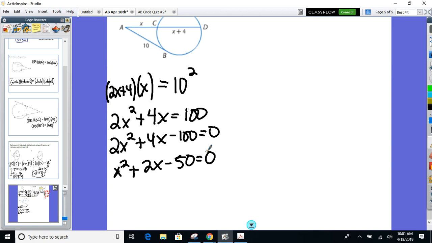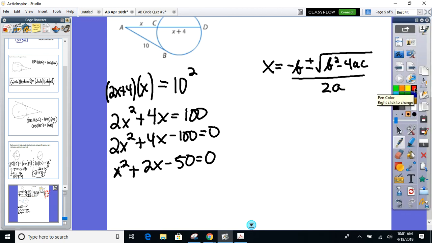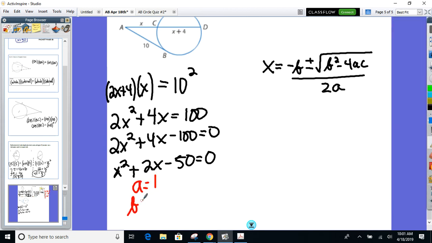And I realize we haven't done this in a couple units, but what's our other option? Especially you guys that don't like to factor, period. Quadratic formula. Here we go. X equals negative b plus or minus square root b squared minus 4ac all over 2a. Before we do anything, what's your a value up here? 1. How about your b value? 2. And be careful here, your c value. The sign travels with it, negative 50. Good job.